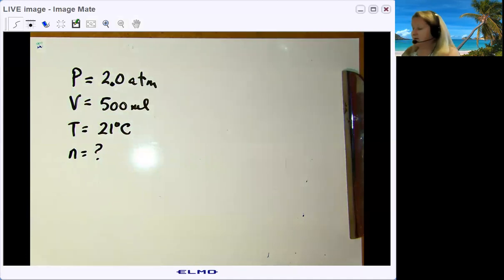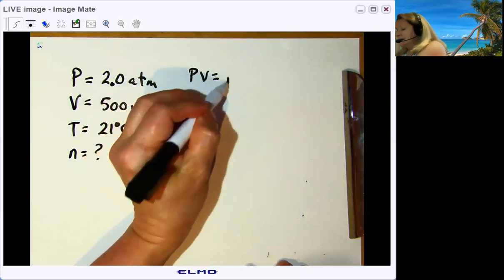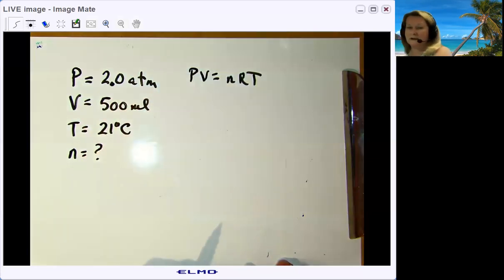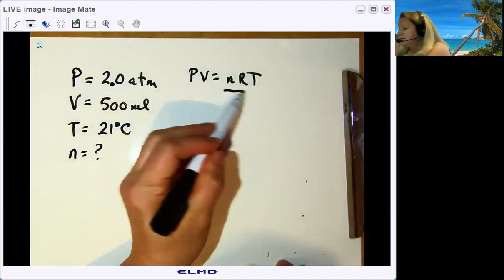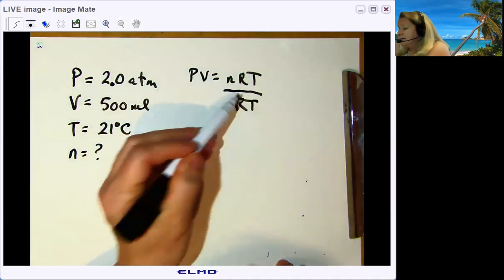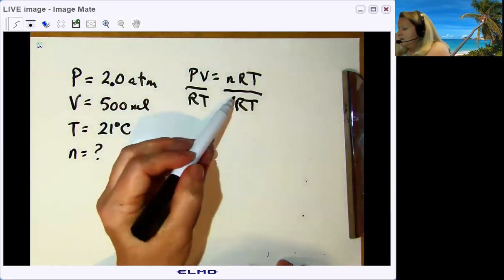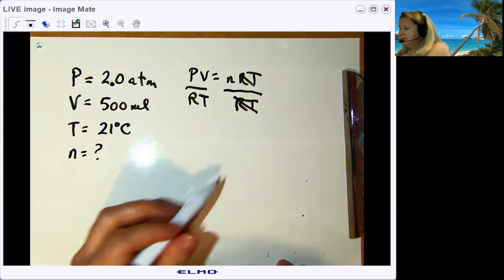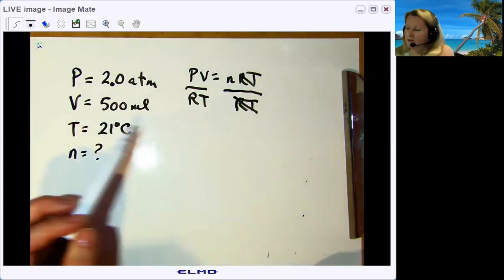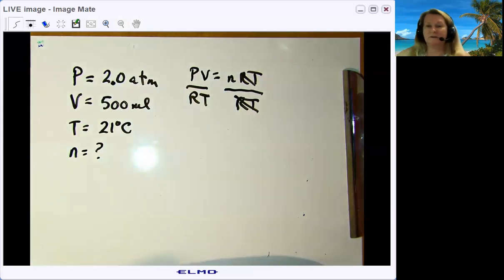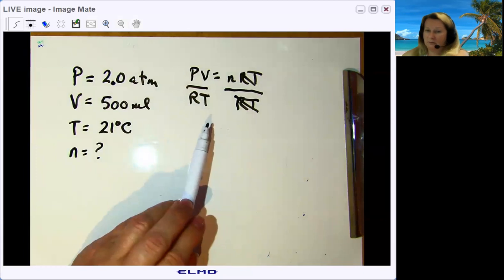I'm going to start off with our ideal gas law, PV equals nRT. We want to figure out the number of moles of gas, so we're going to divide both sides by R times T. RT is going to cancel out on the right. So the number of moles of gas we have is our pressure times our volume divided by the gas constant and the temperature.